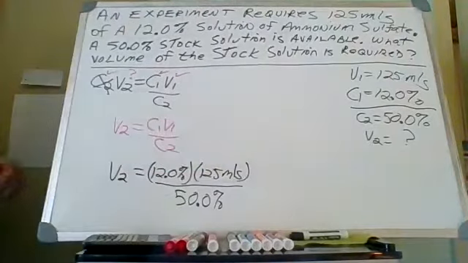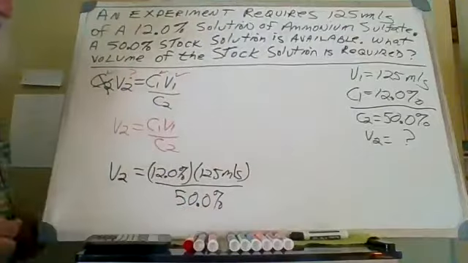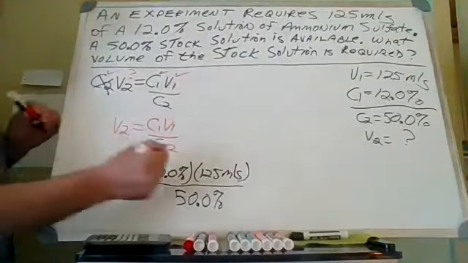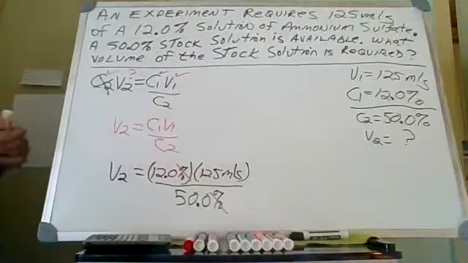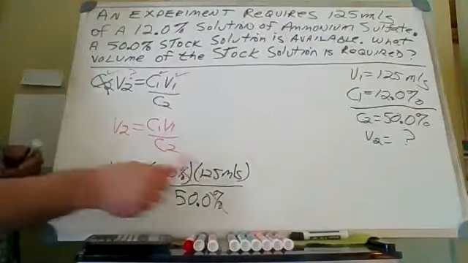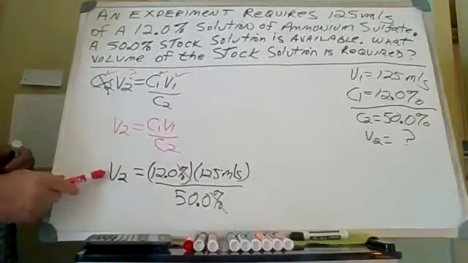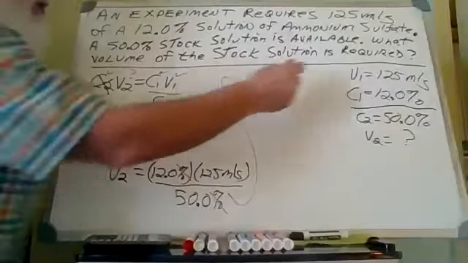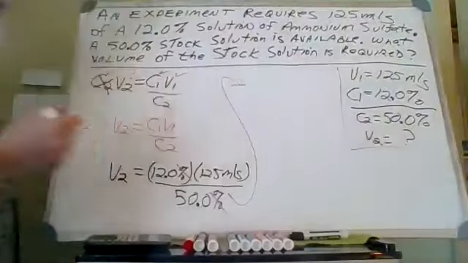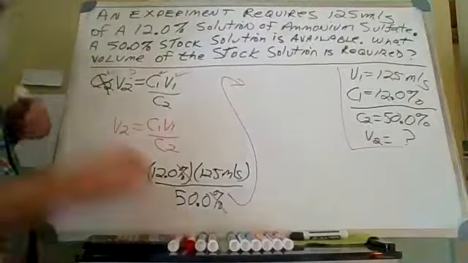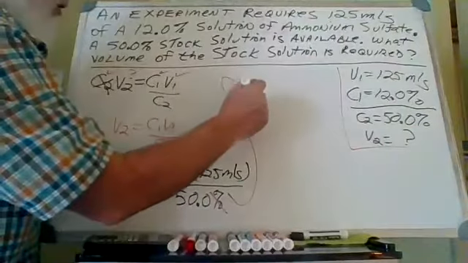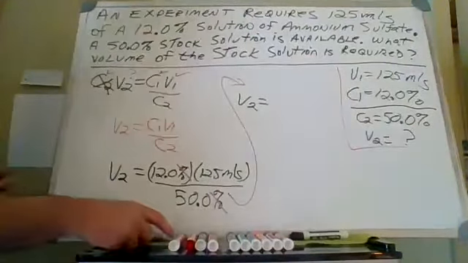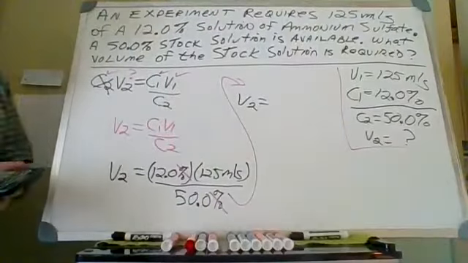Can we cancel anything? I see percent here and percent there, so I can cancel the concentration unit. My only unit left is milliliters, which is an appropriate unit for volume here. I've run out of room, but as always, you're flowing straight down the paper. So V2 equals, we get out our calculator. And again, I better do it twice. I don't want to screw it up like that first problem.